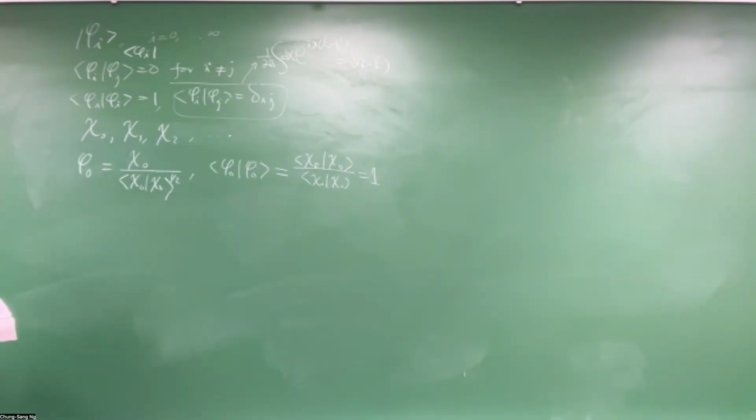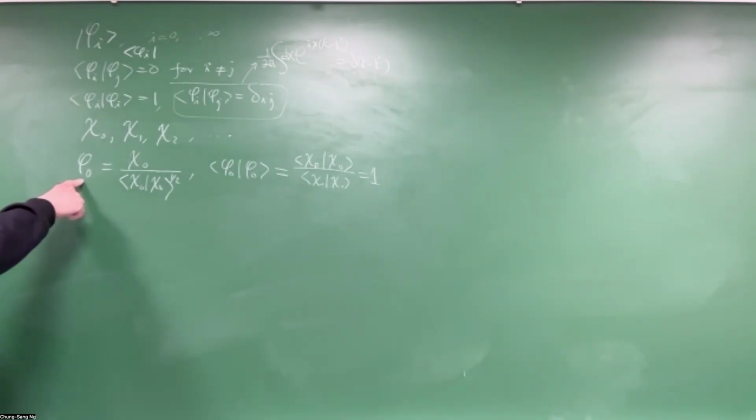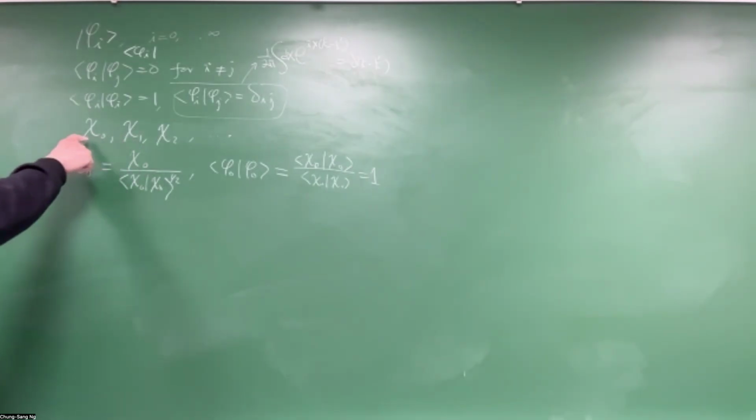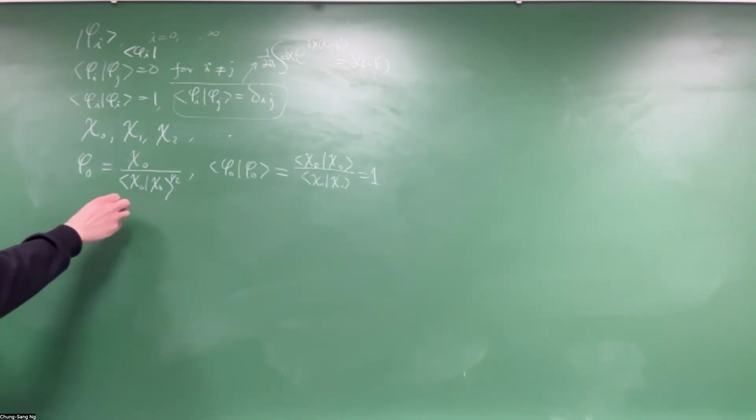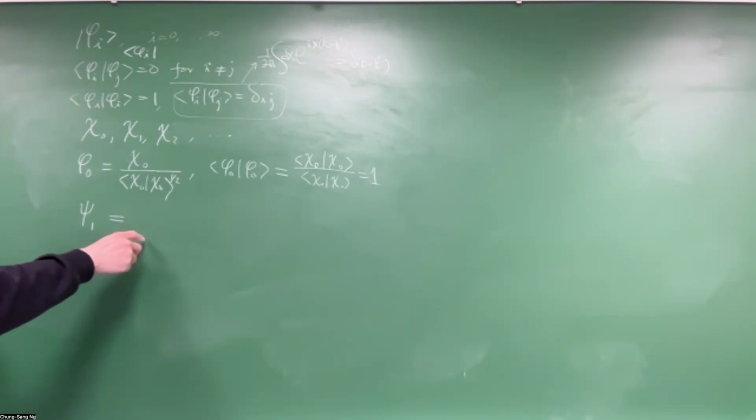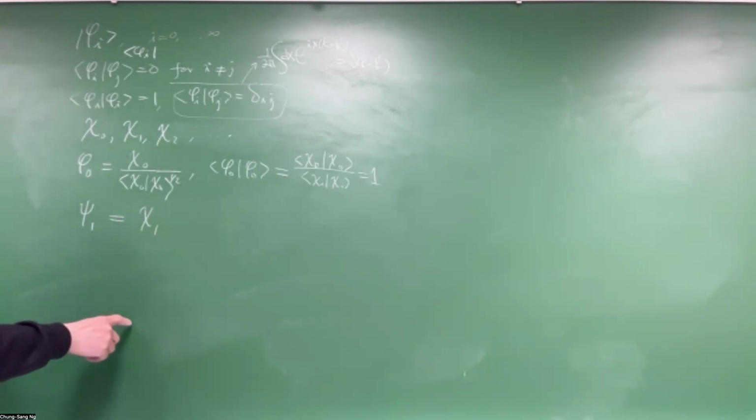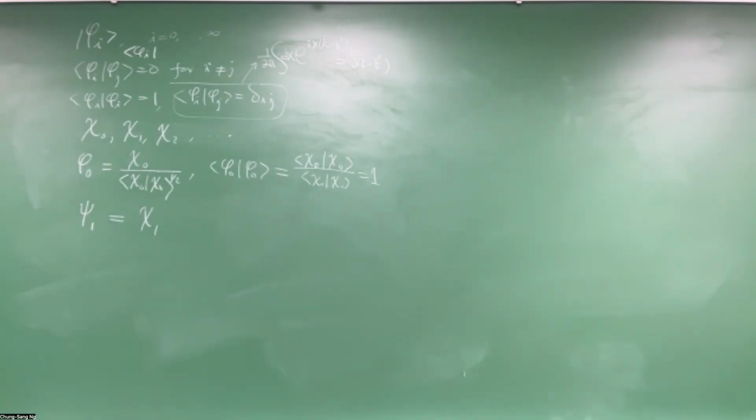First, you find a function that is orthogonal to phi 0, using a combination of chi 1 and chi 0. If it is orthogonal, you define it as what we call psi 1. That is chi 1 minus the projection of chi 1 on phi 0.